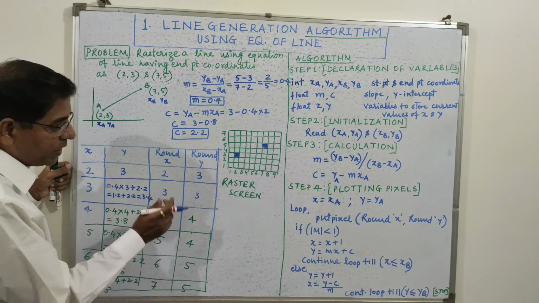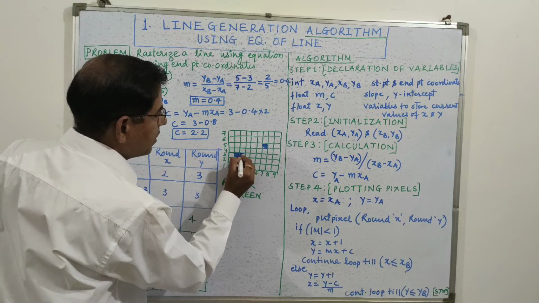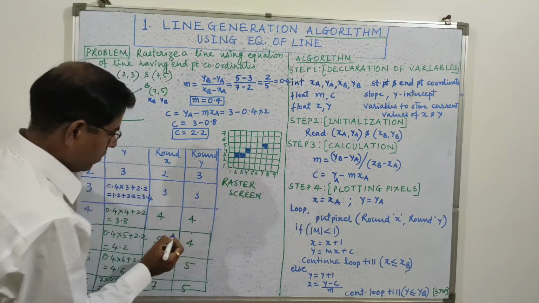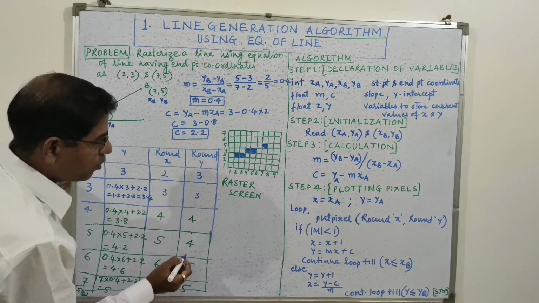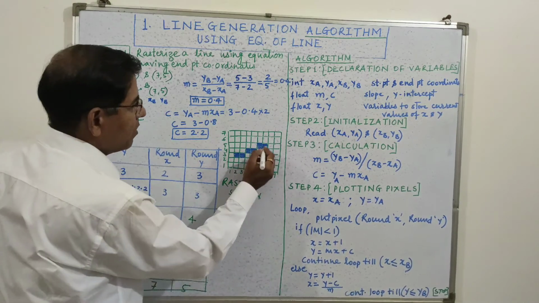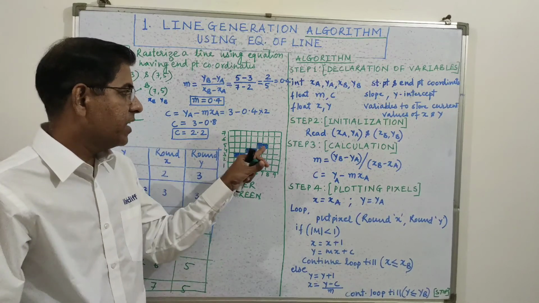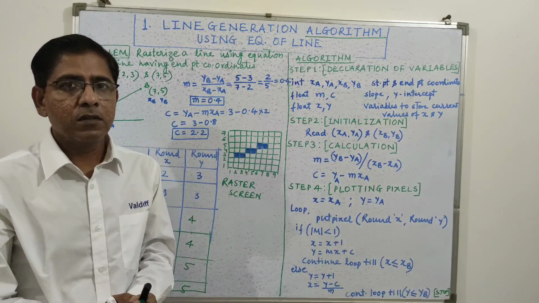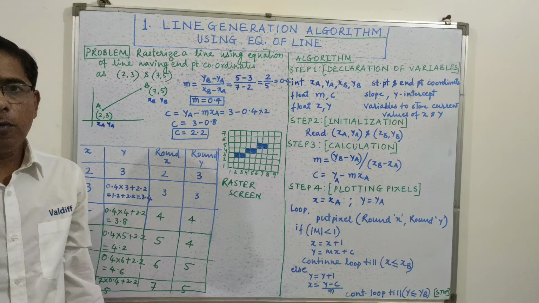And what are those intermediate points? 2, 3 is the start point, then 3, 3, 4, 4, 5, 4, 6, 5, and last is 7, 5. So this is how a line having endpoint coordinates 2, 3 and 7, 5 will appear on a screen. So I hope you understand the working of this algorithm using this problem. Okay, so thank you.